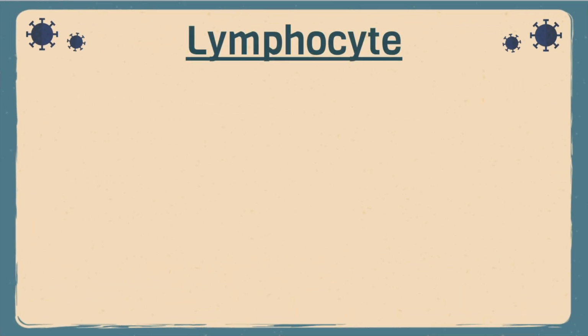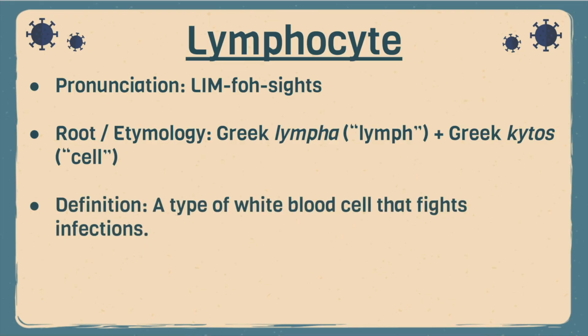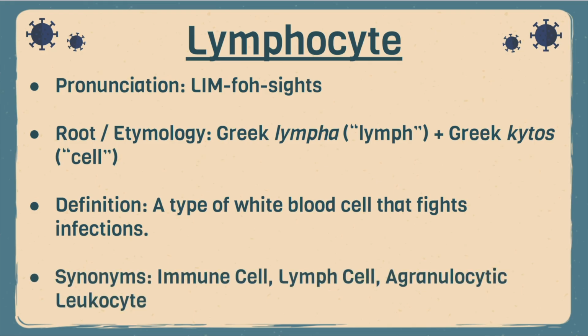The first medical term is lymphocyte. The correct pronunciation follows: lymphocyte. This term is composed of one root word and one suffix. The root word lympho comes from a Greek term lympha, meaning water, and the suffix cyte comes from the Greek term cytos, meaning cell. This term is defined as a type of white blood cell that fights infections, and the synonyms include immune cell, lymphocyte, and leukocytes.